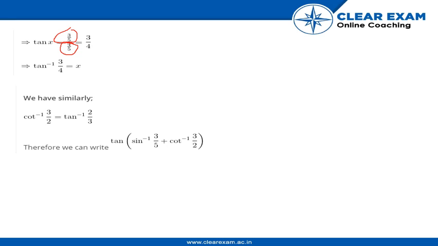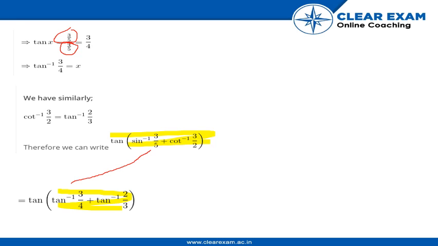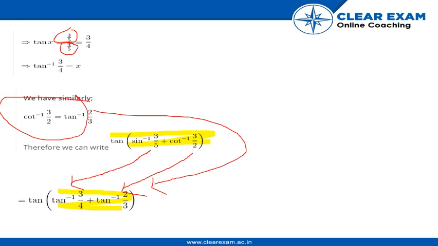Therefore, we can write the original term, tan of sine inverse 3 upon 5 plus cot inverse 3 by 2, as tan of tan inverse 3 by 4 plus tan inverse 2 by 3. What we just did, we wrote tan inverse 3 by 4 in place of sine inverse 3 by 5. I just showed you how we can do that. And then tan inverse 2 by 3 in place of cot inverse 3 by 2 from here. Okay, now I think you may be getting some idea what we have to do next. Let's move to the next slide.